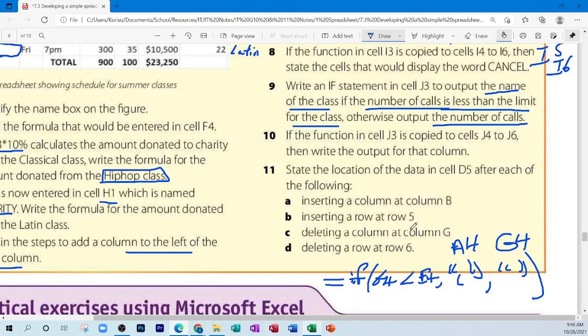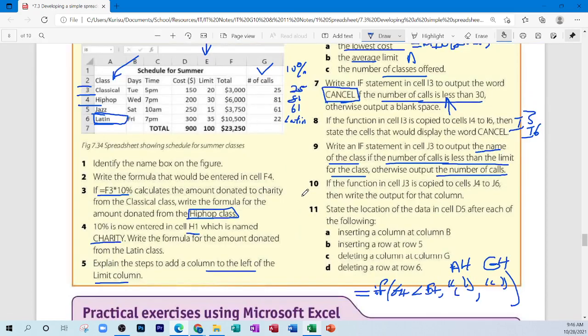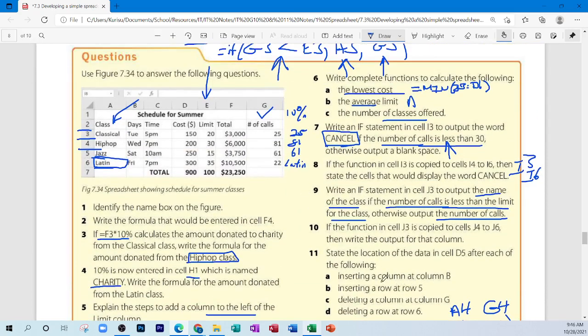Alright, question number 11. State the location of the data in cell D5 after the following. Okay, so now we're manipulating rows and columns. So if you inserted a column at B, let me clear up the screen a little.